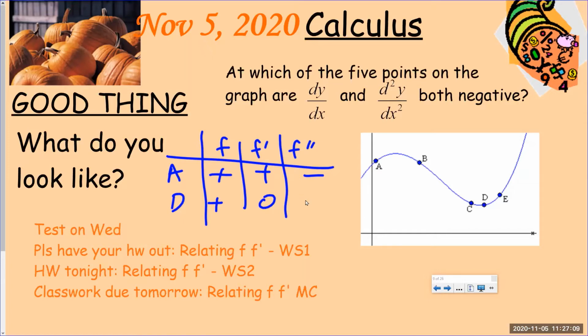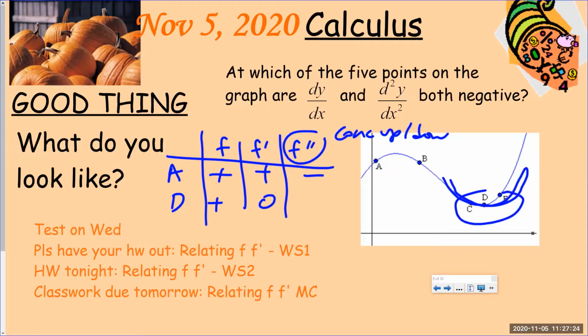Positive. Okay, very good. This is asking you concave up or concave down, right? And at D, are you concave up or concave down? Are you on a concave up portion or are you on a concave down portion? Concave up. So all these points would have an F double prime of positive. Does that make sense to you guys? All of these points would have an F double prime of negative, okay?